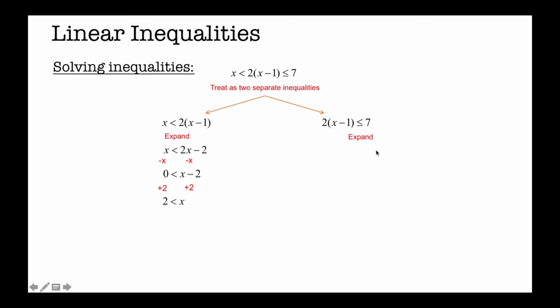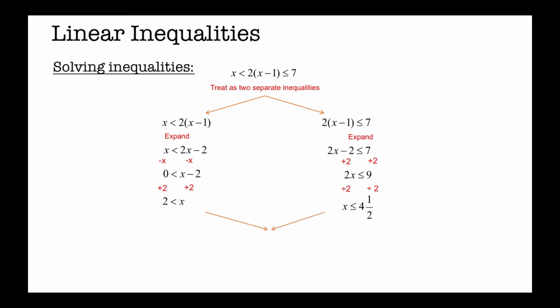Now let's move to the other side and expand this one. So we should have 2x minus 2 is less than or equal to 7. Okay, I'm going to add 2 so that I can move this 2 over to this 7, giving me 2x is less than or equal to 9. And then we divide by 2, giving us x is less than or equal to 4.5.